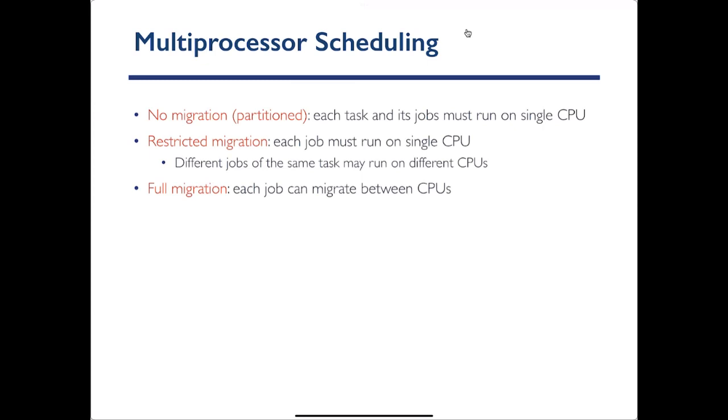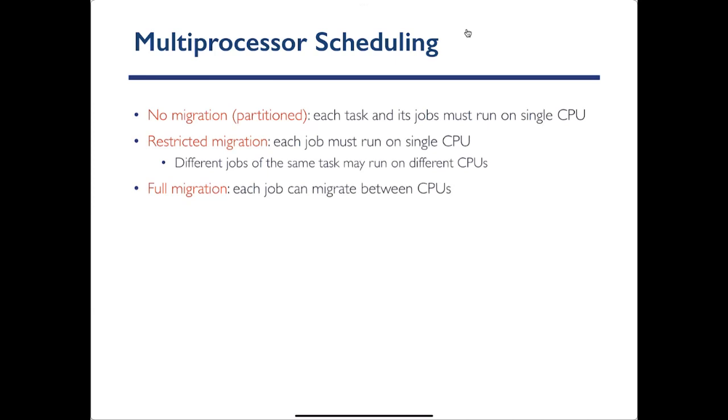Now, depending on if you allow migration or not, you might have two different classes. One allows migration, one doesn't allow migration. If you don't have migration, this means that tasks are assigned to certain CPUs. So if you remember about CPU affinity, we're going to set the affinity of each task to a certain CPU, and we're not going to move them between the CPUs.